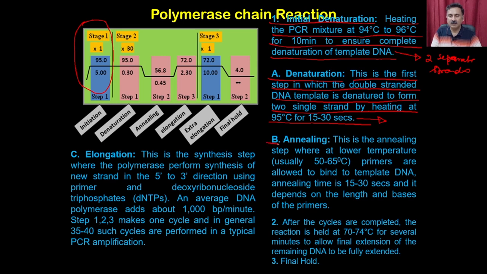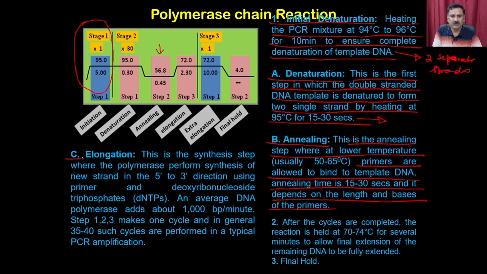And then you are going to have the annealing step. At this stage, you had the temperature at 95 degrees Celsius, and then you are going to lower down the temperature to 56 degrees Celsius. So this is the annealing temperature, where the lower temperature allows the primers to bind to the template DNA. The annealing time is 15 to 30 seconds, and it depends on the length and the bases of the primers. And then after this, you're again going to increase the temperature.